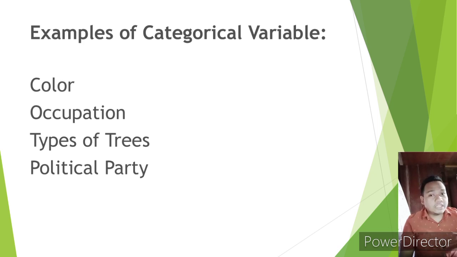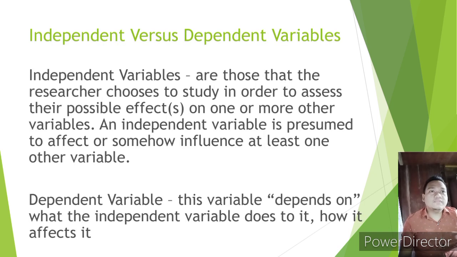So type of trees, you know that they are all trees, but they are different in nature. Okay, so also political party. That's another example of category. There are different members, but they are one as a political party. Okay, so next, let's proceed to independent versus dependent variables.